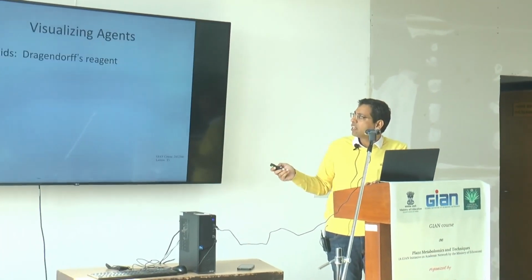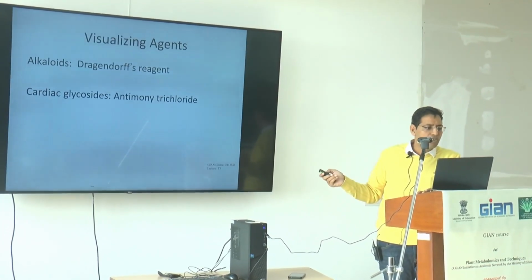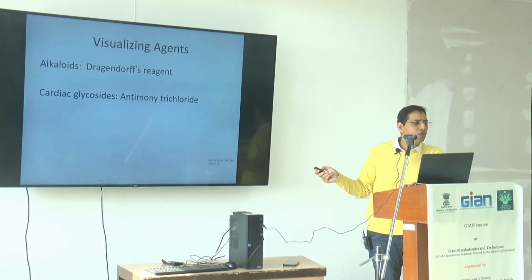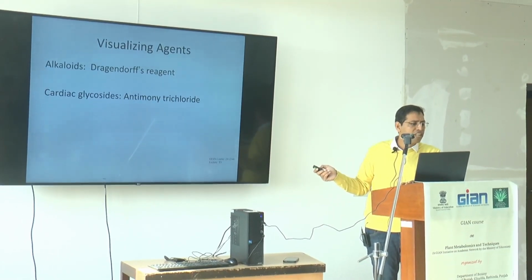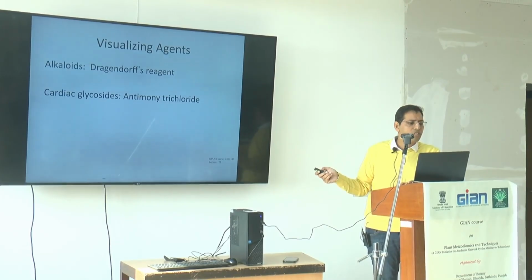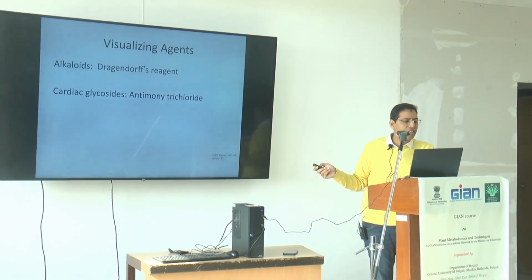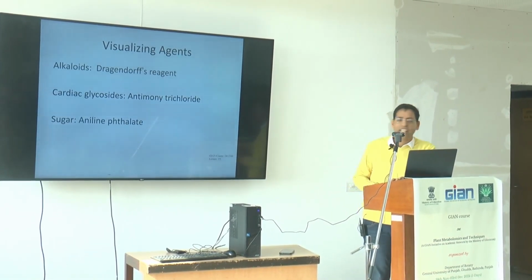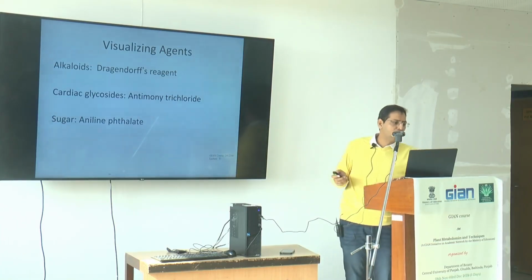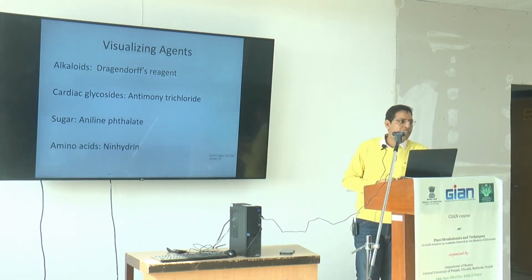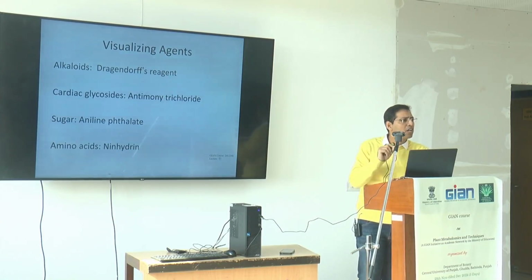So these are the chemical components for the different classes. If you are working with alkaloids, you have to go ahead with Dragendorff's reagent. If you are working with glycosides, you have to go ahead with antimony trichloride. If you are going with sugars, you have to go ahead with aniline phthalate. And if you are working with amino acids, you have to go ahead with ninhydrin. So these are the different visualization agents which you have to use according to your work.